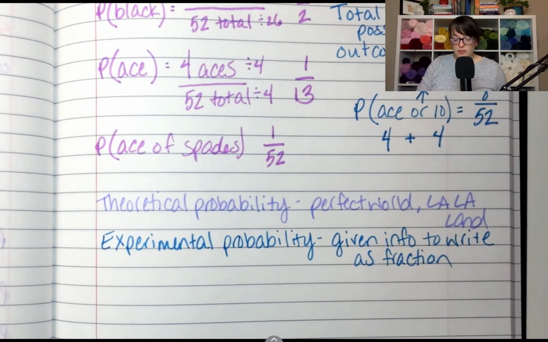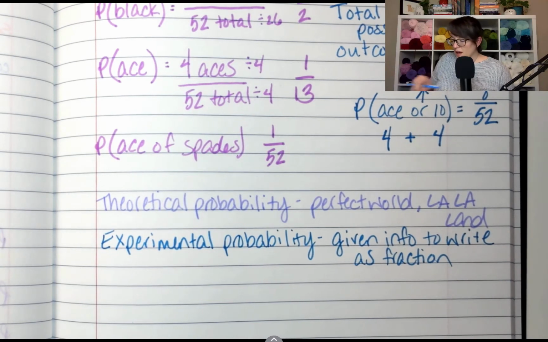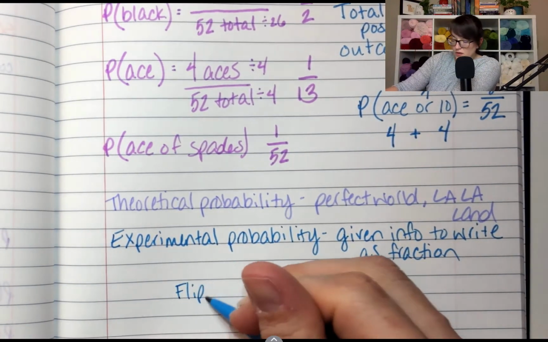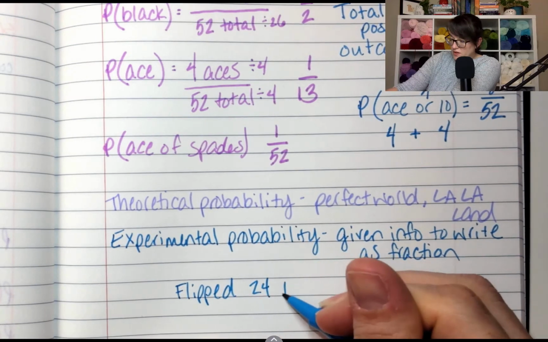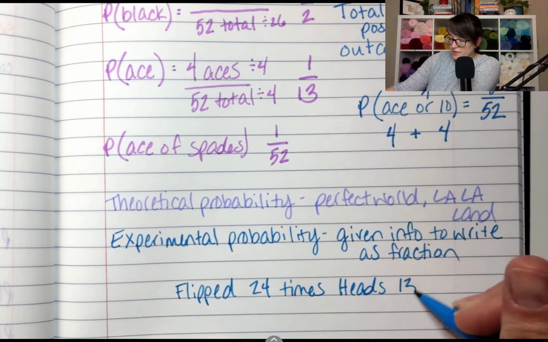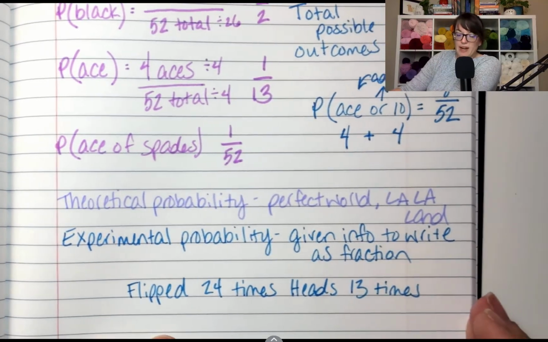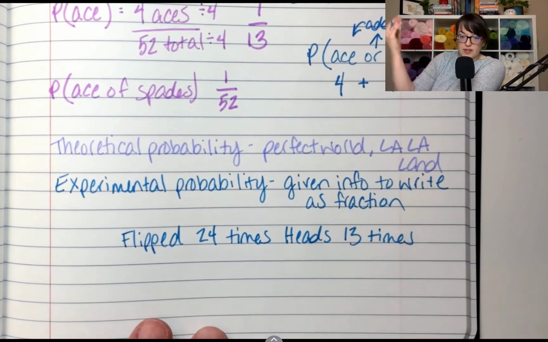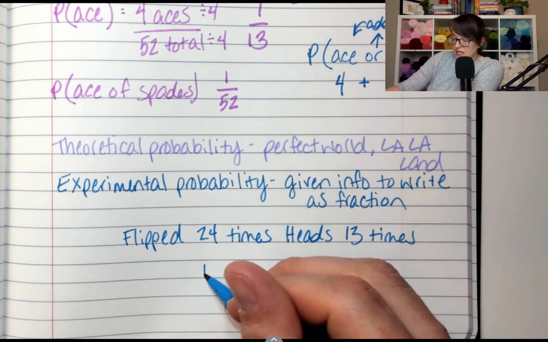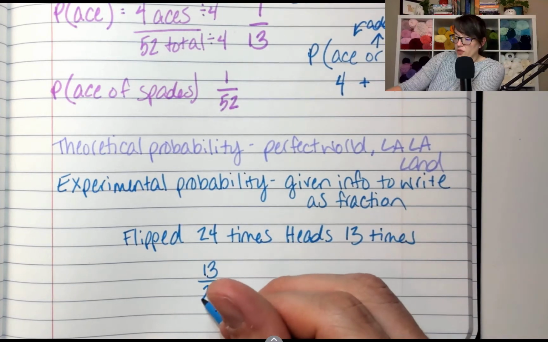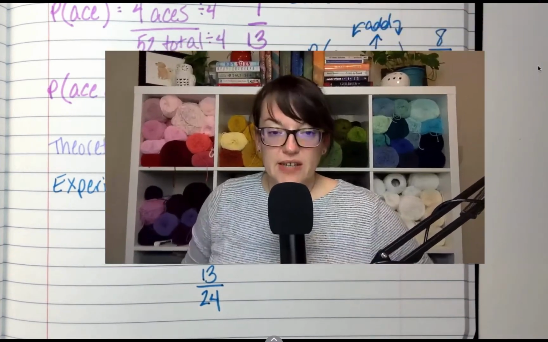So let's say I flipped a coin. I wrote it down. I flipped a coin 24 times. It landed on heads 13 times. And so it might ask, what's the probability of landing on heads based on this experimental data? So you would take the 13, because I wanted it to land on heads, and then over the total, 24, and then you would reduce it if you can.